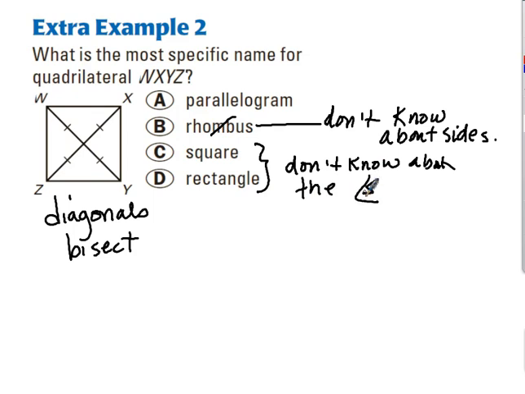So we don't know there. It's not going to be a square, it's not going to be a rectangle. So process of elimination says it's going to be a parallelogram. What do we need to know about a parallelogram? Well, that the diagonals bisect each other.